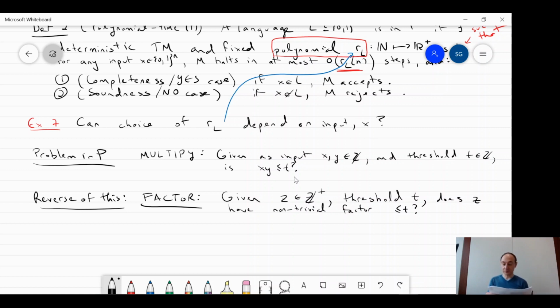Okay, so every time, of course, you could ask, does it have a factor smaller than t? And every time you want to find one of the factors, you just do binary search to find the smallest such factor that's non-trivial. And then you could divide z by that, and you could recurse this entire process to really extract out the full prime factorization of z in this way.